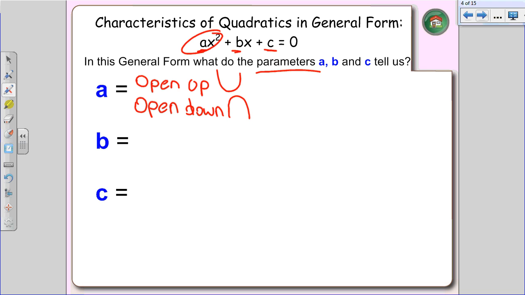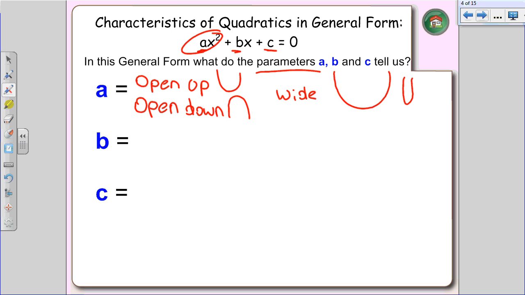It also dictates one other thing. It says how wide it is. Meaning that, is it like this, or is it like this? The value affects all of those things.